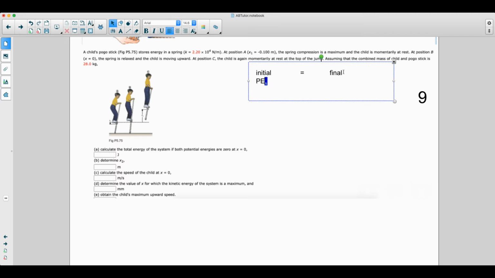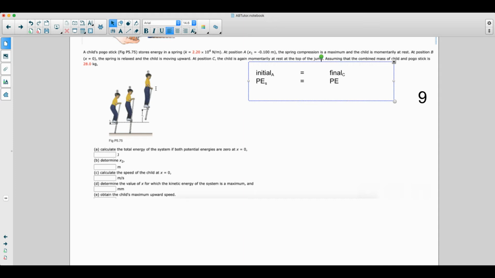Now, where is initially? Initially must be here at position A then. So we're going to come over here, position A. Okay, good with that. Finally, maybe an easy one would be position C. We'll jump over here. We'll say equals PE, just gravitational.